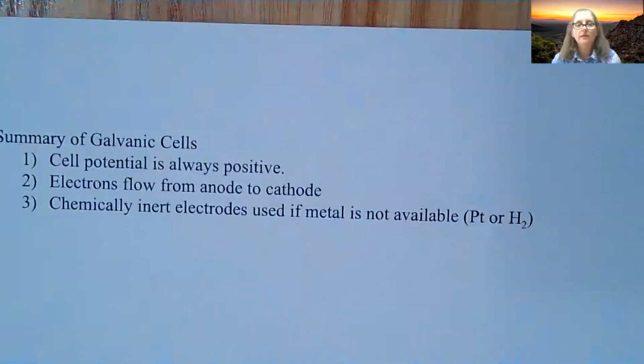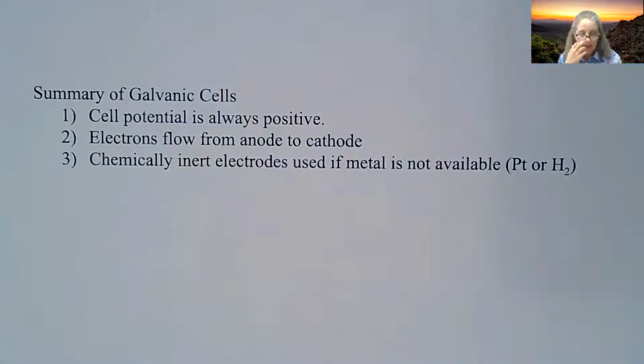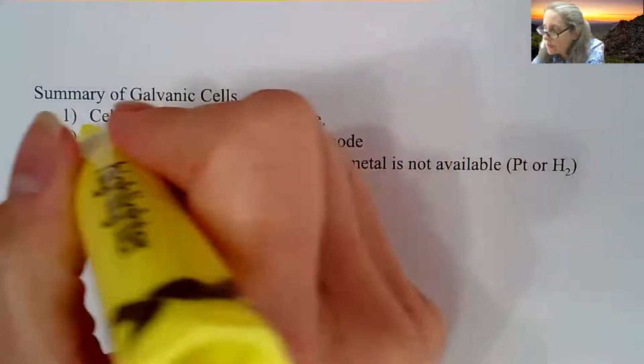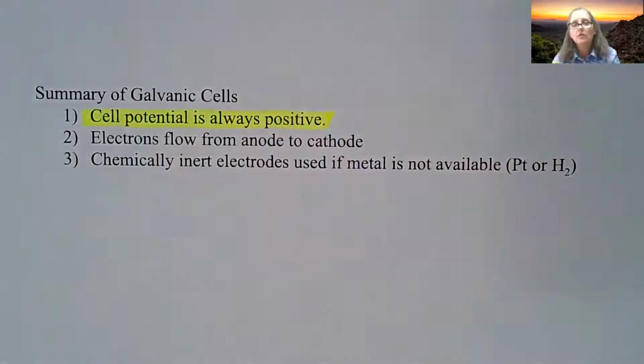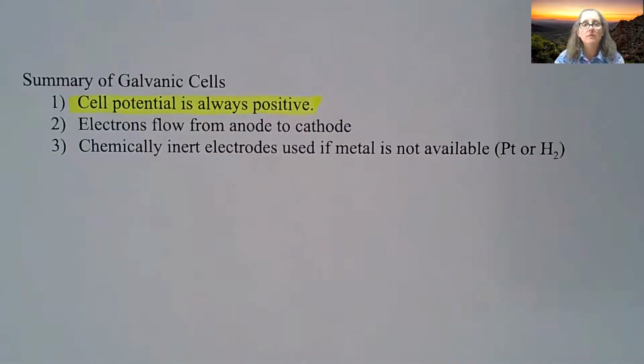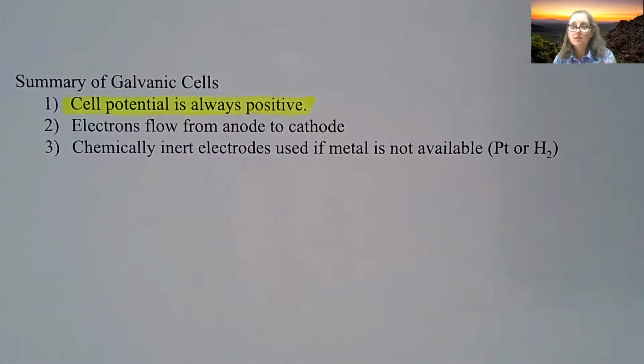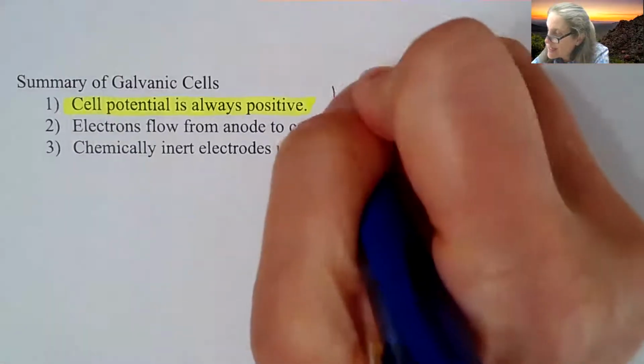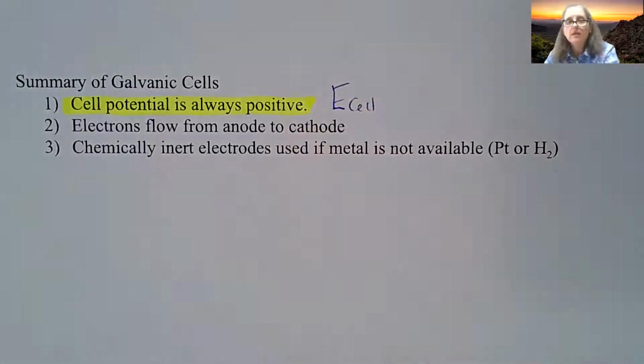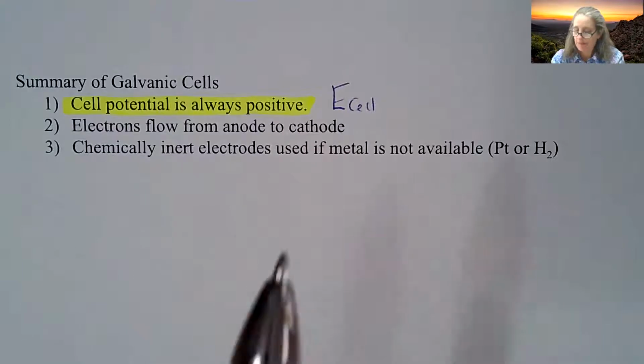All right, so to summarize galvanic cells, do understand that the cell potential will always be a positive value. So the voltage that you get will always be positive. If it isn't, you probably flipped the wrong reaction. And again, that's your E cell. So just so you see it multiple ways, multiple times.